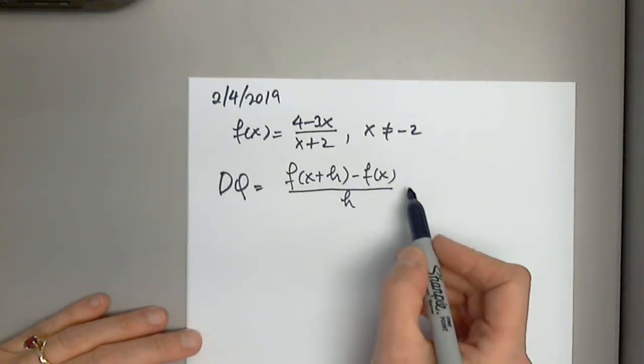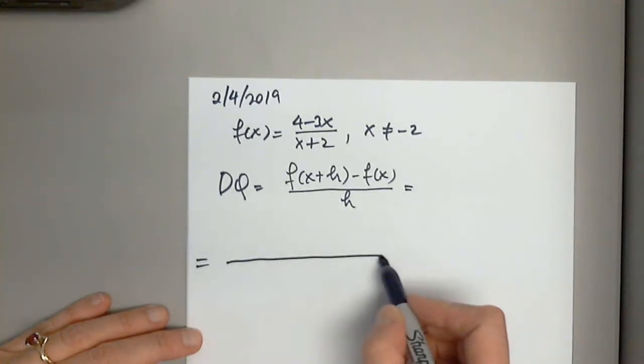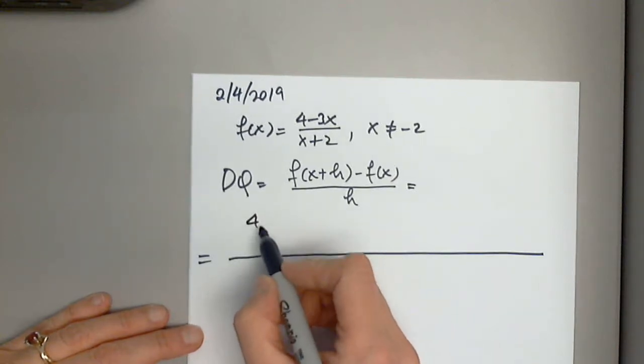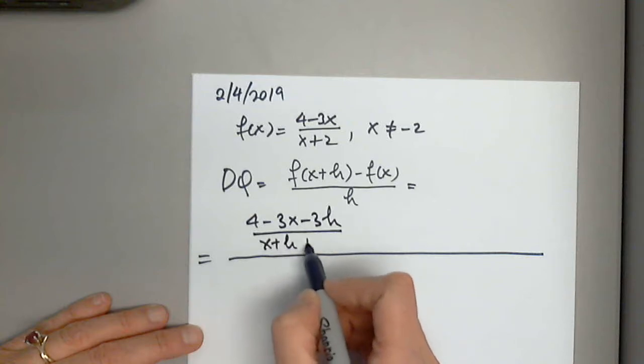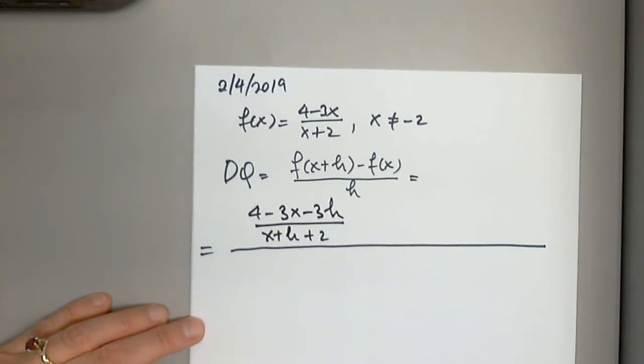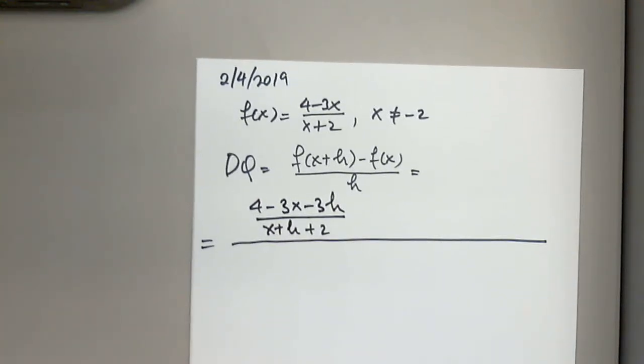Okay, so now 4 minus 3x minus 3h divided by x plus h plus 2 is f of x plus h. Do we understand this? If you have questions, please stop me. Yes, please. How do you go from that first step, when you do f of x plus h minus f of x divided by h?